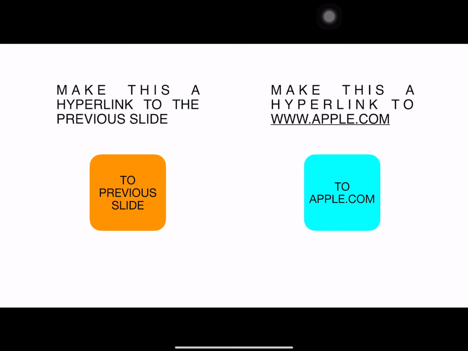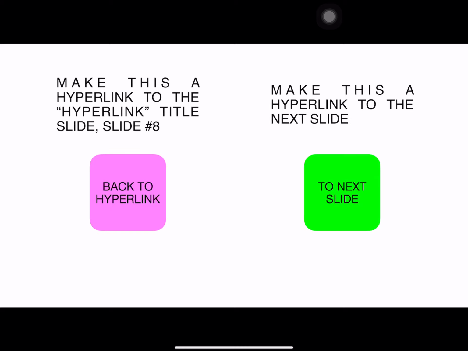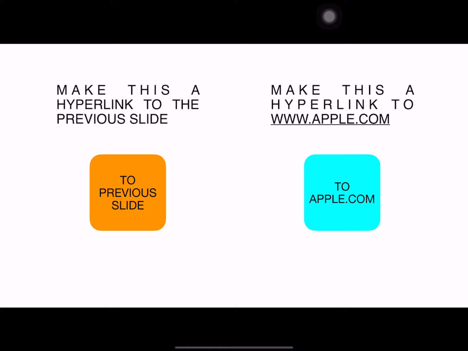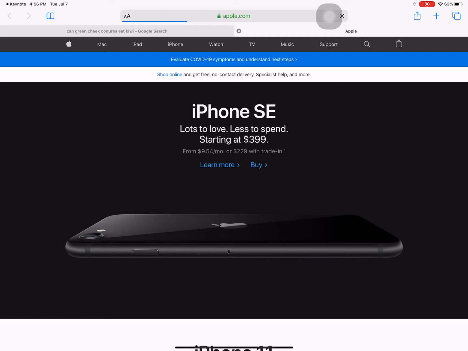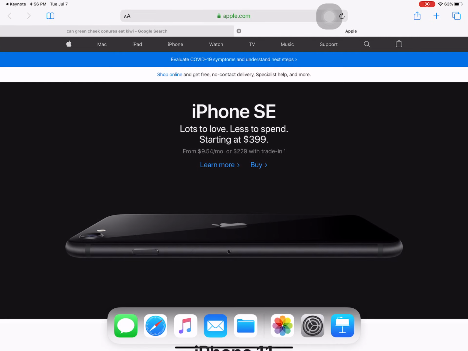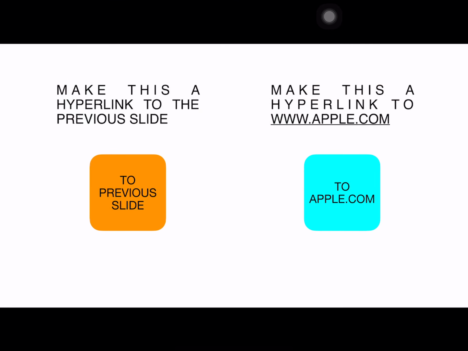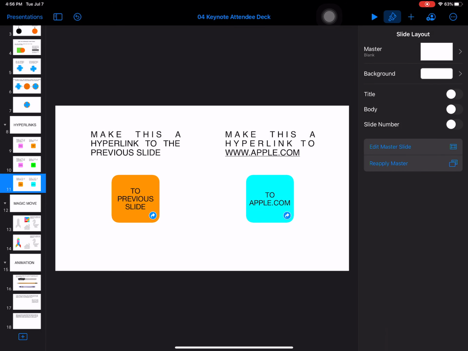Perfect. Now if I tap on the orange square, it should take us back to the previous slide, which I believe had the pink square and the green square. That looks great. And if I tap on the blue square, it should take me to apple.com. Perfect. So now I'm at apple.com. To get back to my presentation, I'll swipe up from the bottom and tap on Keynote. To exit presentation mode, since there's no escape button on my keyboard, I'm just going to use my thumb and pointer finger to touch the screen, and I'll make a squeezing motion with my fingers, bringing my thumb and my pointer finger closer together. And here I've exited presentation mode.